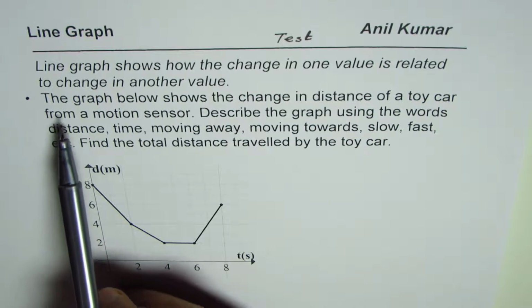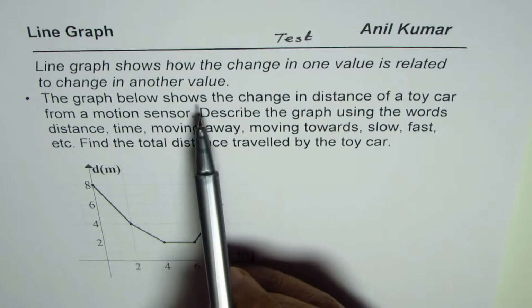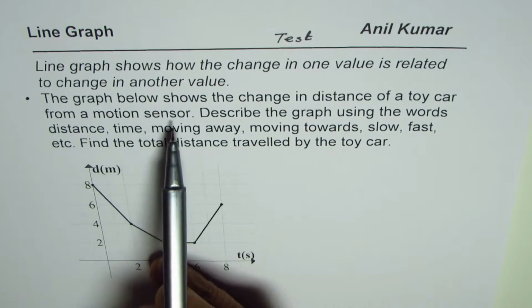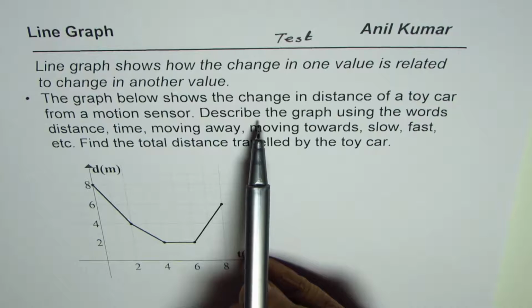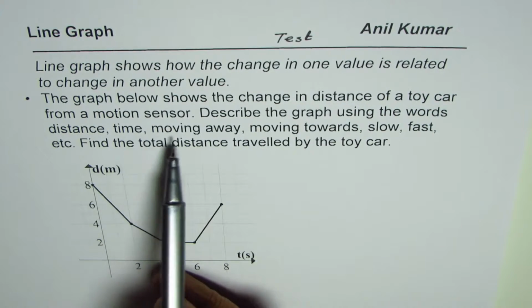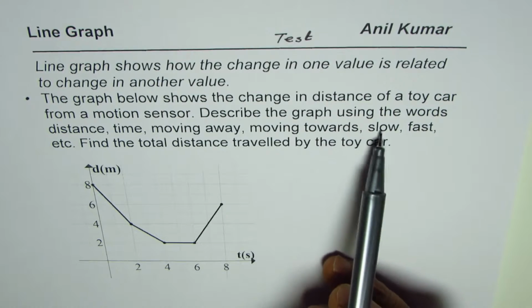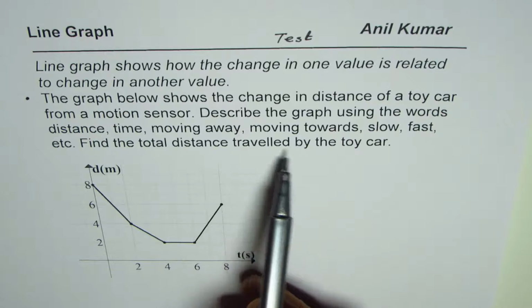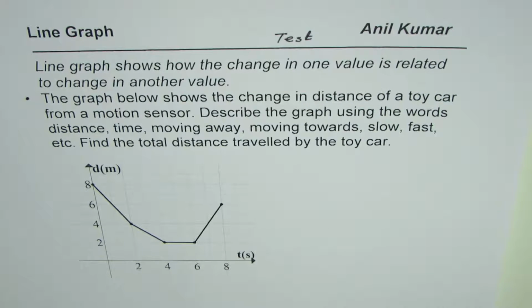The question for you is, the graph below shows the change in distance of a toy car from a motion sensor. Describe the graph using the words distance, time, moving away, moving towards, slow, fast, etc. Find the total distance traveled by the toy car. So that is the question for you. So you can pause the video, copy the question and answer.